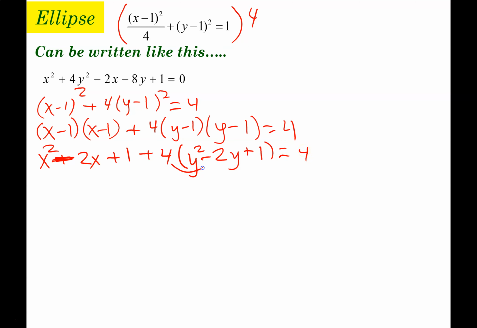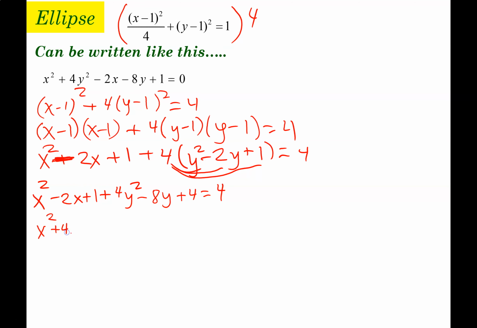All right, distribute the 4 in here. And then you want to start combining your like terms. Again, the 4 that you have hanging out there, make sure that you move it over by subtracting once you're done. All right, so we'll have the x squared plus the 4y squared and minus the 2x minus the 8y.